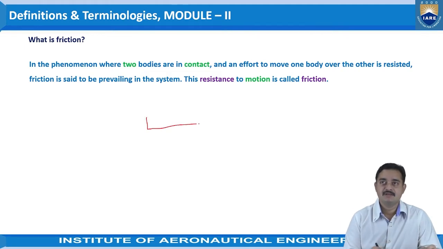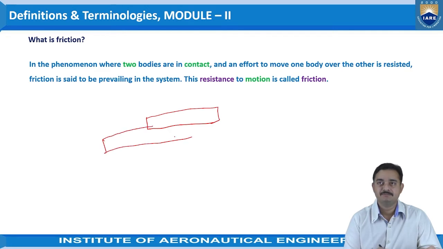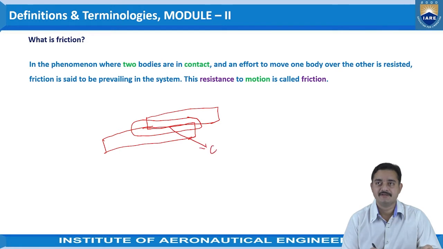As you can understand, let us consider two bodies which are in contact in this fashion. And this is the area where both bodies are in contact. Right? In this scenario, we can say that the lower surface of the upper body and the upper surface of the lower body are in contact with each other for a certain area.